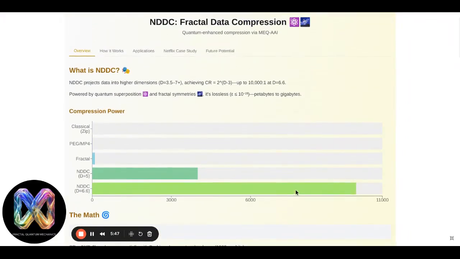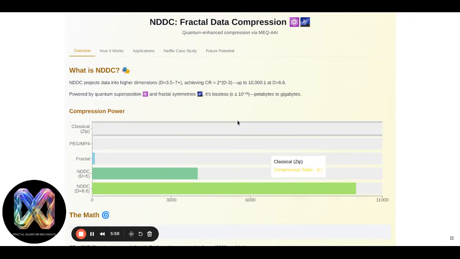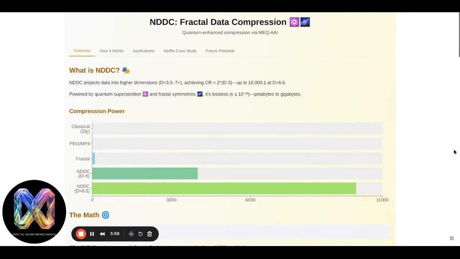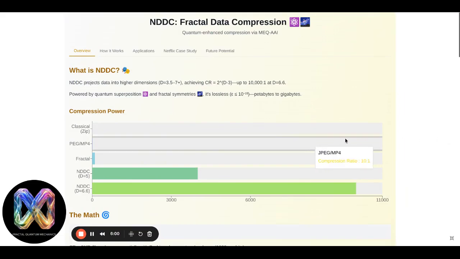NDDC is currently data agnostic, but it particularly excels with high dimensional data like video, genomics, and scientific data sets, which contain intrinsic fractal patterns. The current implementation requires 50 to 100 qubits for dimensions 4 to 5 with coherence times above 100 nanoseconds. For dimension 6.6 and beyond, we're targeting 1,000 qubit systems with the MEQ integration for stability.